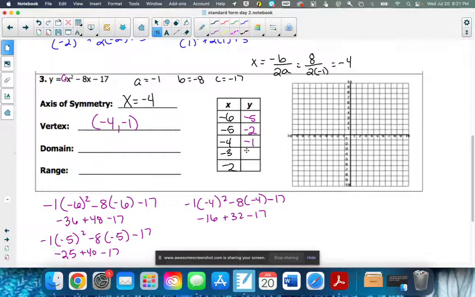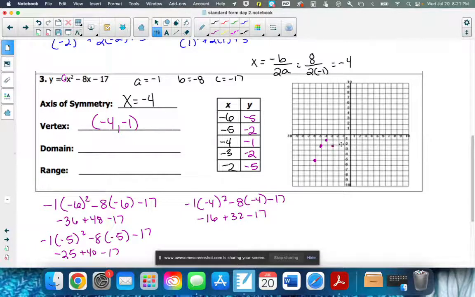And again, I'm going to trust that we did our symmetry right. This number should be negative 2, and this one should be negative 5. So let's go ahead and graph those. Negative 6, 2, 3, 4, 5, 6. Negative 5 is right there. Okay, 1, 2, 3, 4. Negative 5, negative 2. Negative 4, negative 1.